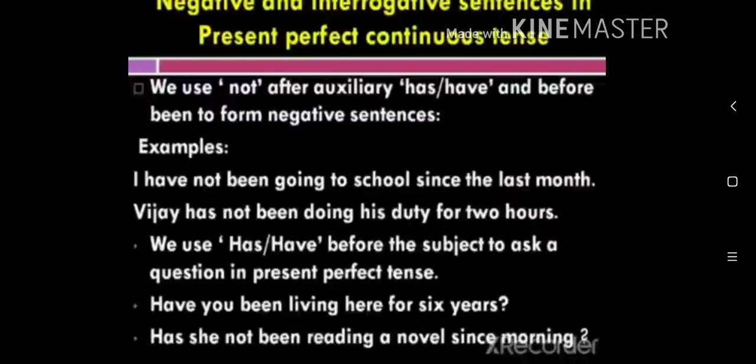We use has or have before the subject to ask a question in present perfect continuous tense. Have you been living here for 6 years? Has she not been reading a novel since morning? So these are the examples of interrogative sentences. You can also use some question words like what, when, where, why, how before these helping verbs in order to ask questions.